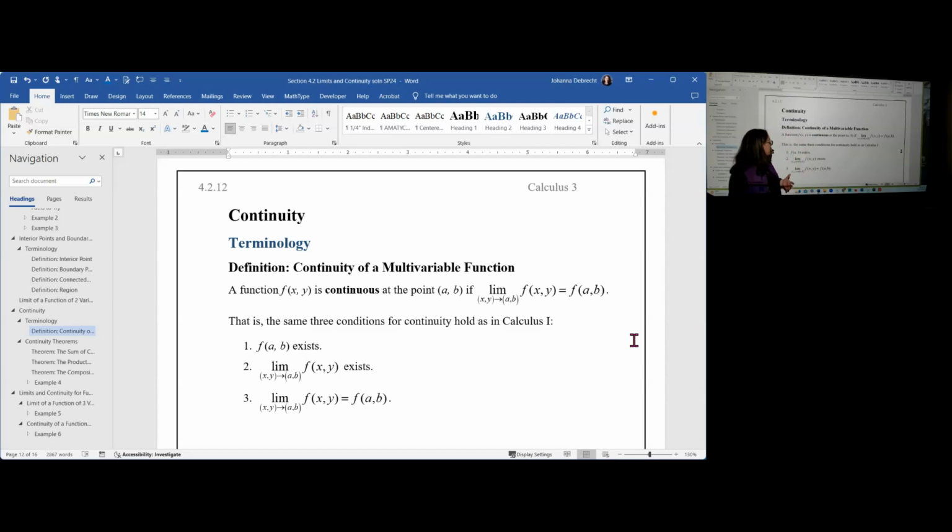Now, again, what is that implying? That is, the same three conditions we had in Calculus 1 still hold. The function exists at the ordered pair a comma b. The limit as x y approaches the ordered pair a b of the function exists. That means it's a finite real value along any possible path. The third condition is that the limit as x y approaches the ordered pair a b of the function is equal to the function value at that point. So we often combine the three conditions together by stating that the limit of the function is equal to the function's value at the point. That implies all three conditions.